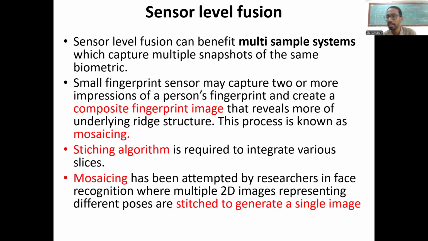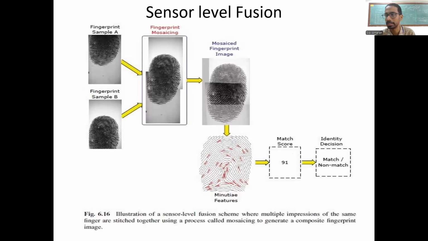In sensor level, I collect multiple samples from the same individual, for example multiple inputs, and then I have to join them. While joining, I have to do the alignment, because I collected the multiple inputs from the same user at different periods of time. While placing the sensor, I might have kept it at a different place. So alignment should be made.